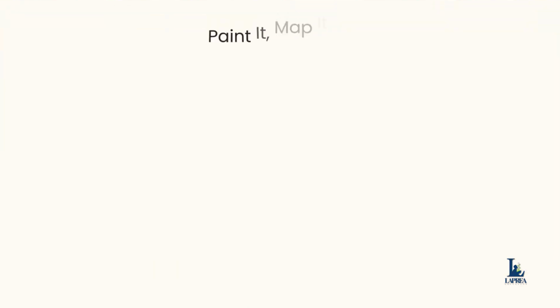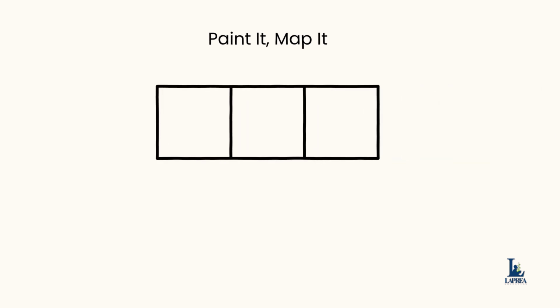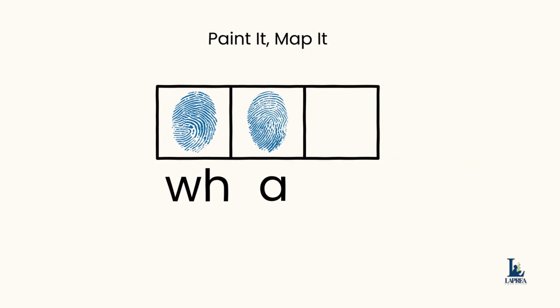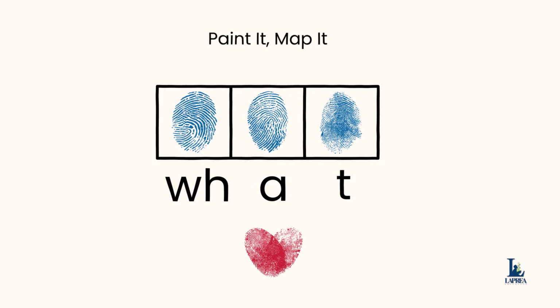Another fun one, paint it and map it. So the materials you'll need are finger paint and a word list. Students finger paint the sounds of each word into their sound boxes, and then they write the word underneath it. If you have a heart word, they can even make a heart with their fingerprint. Super cute. This is great for struggling readers who really need that repetition in a fun format.